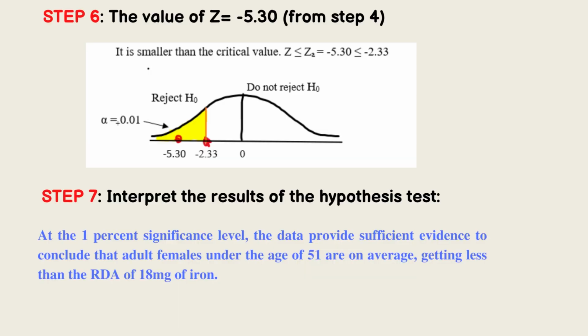Step 6. The value of z equals negative 5.3 from step 4. This is the graph. We can see that it is a left tail test. And step 7. Interpret the result of the hypothesis test. At the 1% significance level, the data provides sufficient evidence to conclude that adult females under the age of 51 are on average getting less than the RDA of 18 mg of iron.